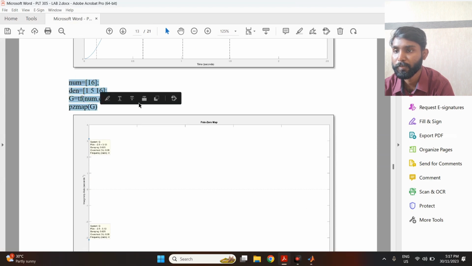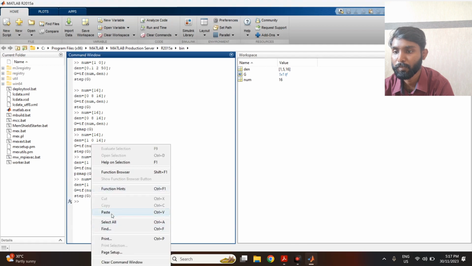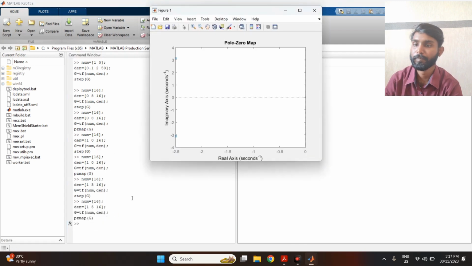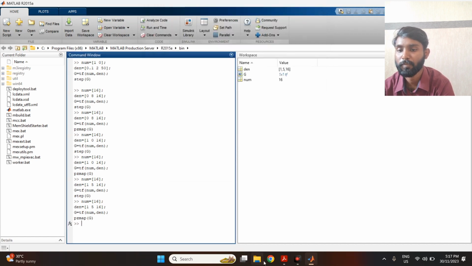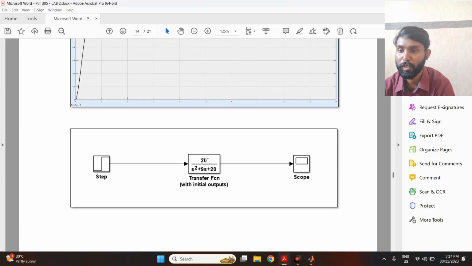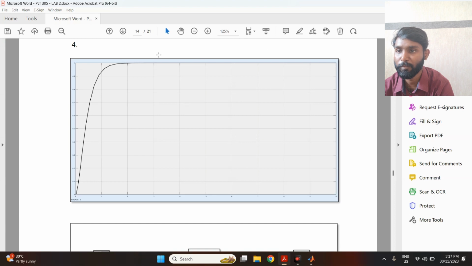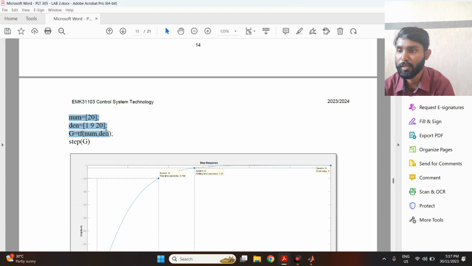So here, this is the pole zero map. This is system. And as for number 4, 20 s square plus 9s plus 20. This is the denominator, this is the numerator. Step, scope, this is the graph derived from the Simulink model, and this is the coding.